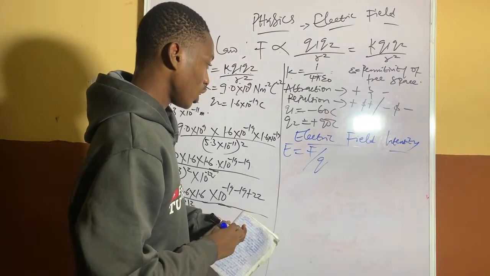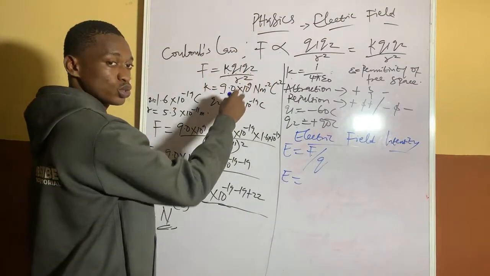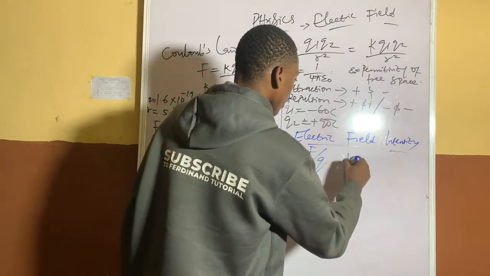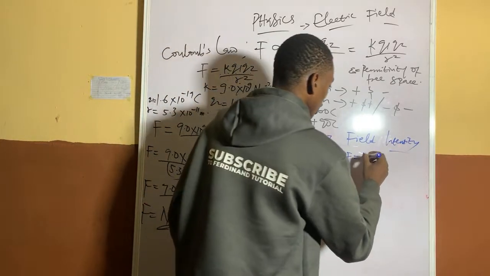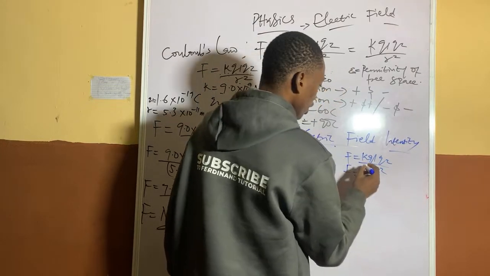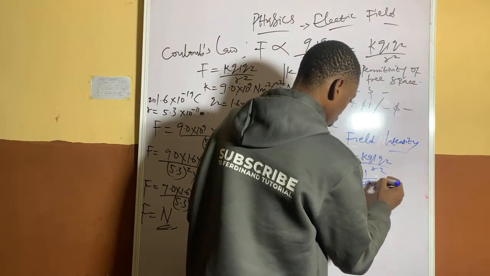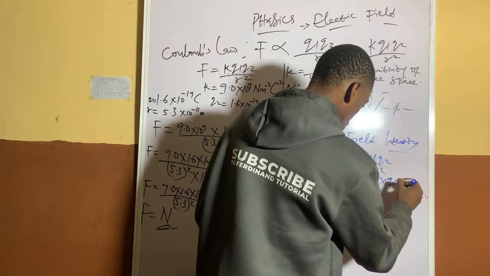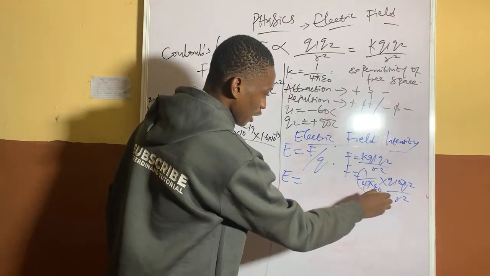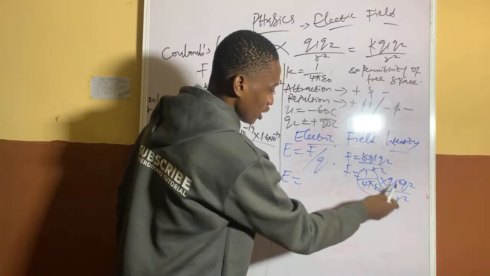Now, what are you going to do? You're also going to say E is equal to, anywhere you see F, what are you putting? KQ1, Q2 all over R squared. And what is K? 1 over 4 pi epsilon naught. So you can say F is equal to KQ1, Q2 over R squared, or you say F is equal to, anywhere you see K, you put 1 over 4 pi epsilon naught times Q1, Q2 over R squared. It's still the same thing, because this 1 over 4 pi epsilon naught is just my K. So every other thing is KQ1, Q2 over R squared.